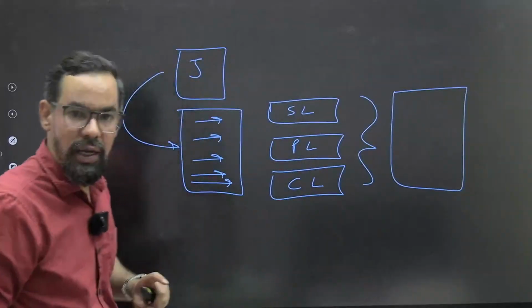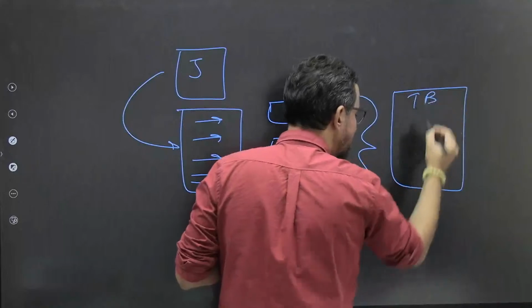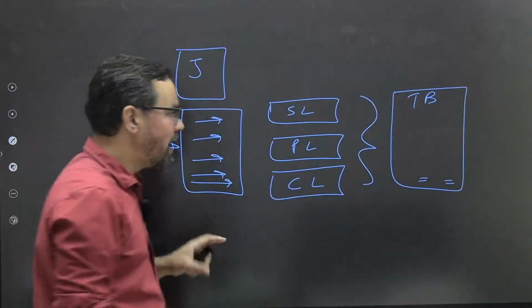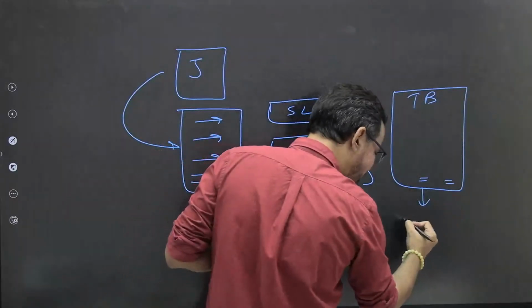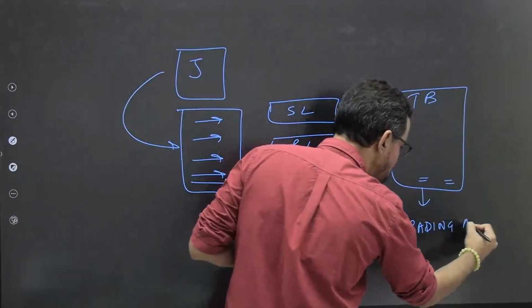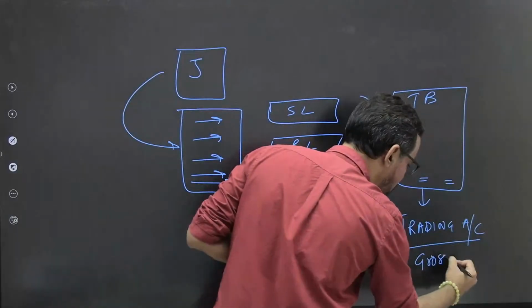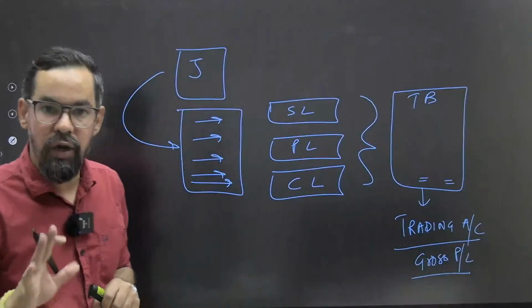Summary of all the ledger accounts is generally known as the trial balance. The debit and credit columns of the trial balance should be equal. After the trial balance, we prepare the trading account. The trading account helps us find out the gross profit or loss.